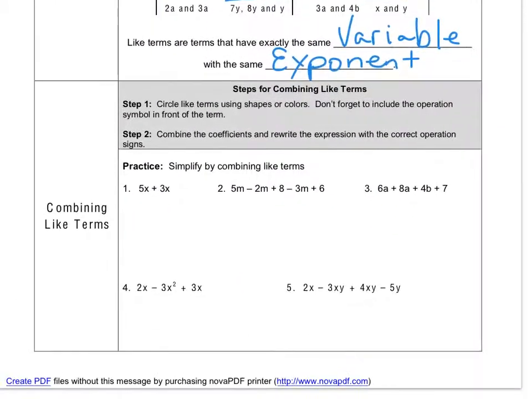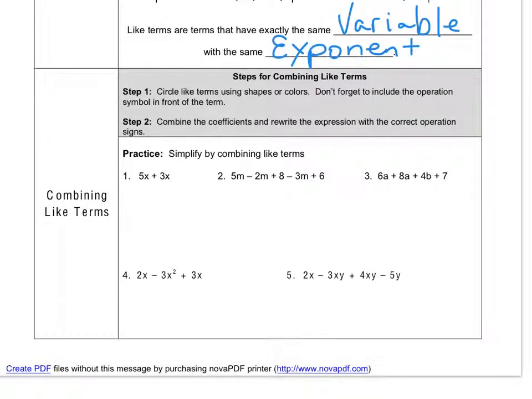Okay, so regardless of how your teacher taught you last year when you were learning how to combine like terms, I want everyone to get used to the process of circling your like terms. And when we're talking about circling or making boxes around your like terms, the big key is to remember to include the plus sign or the minus sign, the operation that goes with that term.